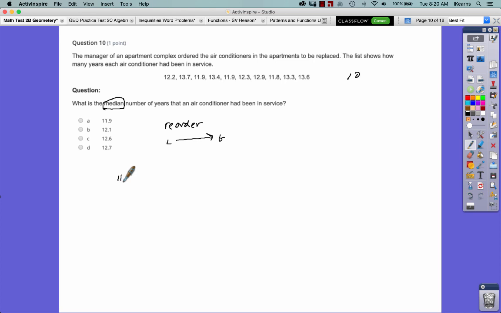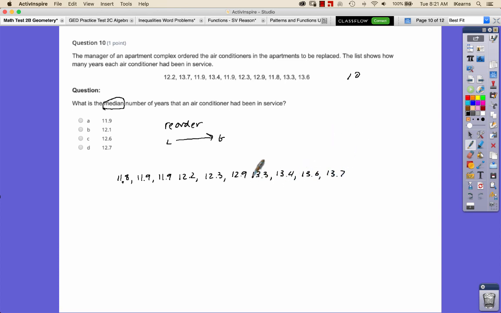So if we do, we'll have 11.8, 11.9. There's another 11.9. There's a 12.2. There's a 12.3. The next one is 12.9. 13.3. There's a 13.4. And 13.6. And lastly, a 13.7.